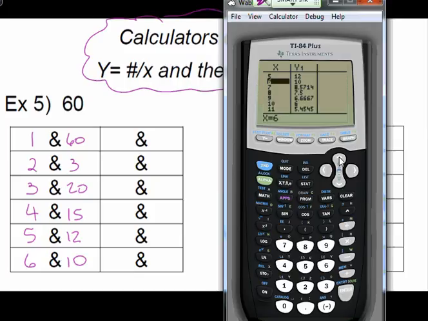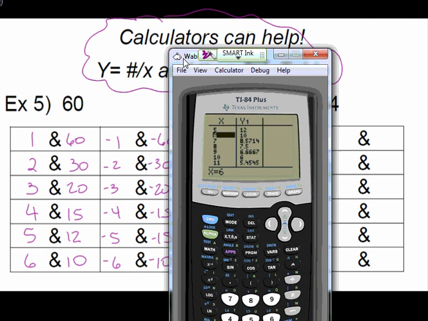Now I need to do my negative versions of them, so I just put negative 1 and negative 60, negative 2 and negative 30, negative 3, negative 20, negative 4, negative 15, negative 5, negative 12, and negative 6, negative 10. And there's our factors of 60.